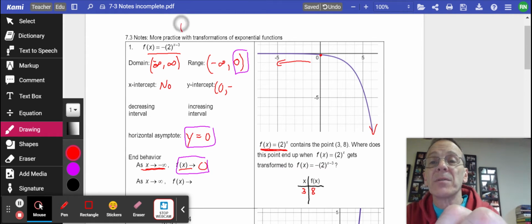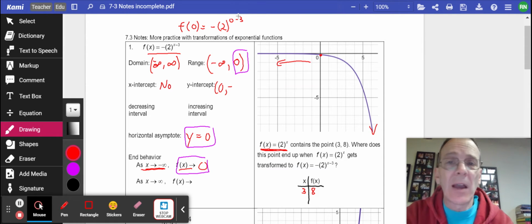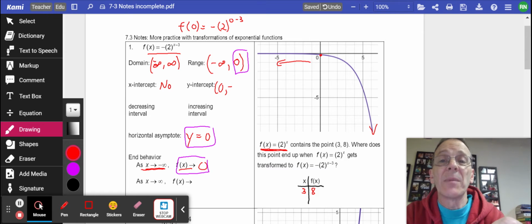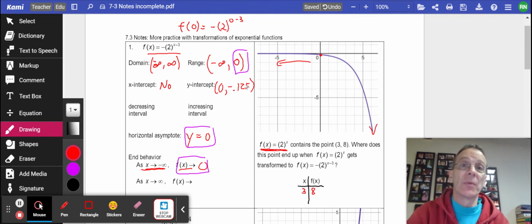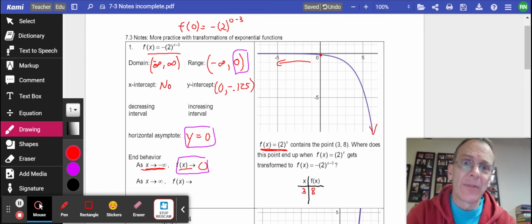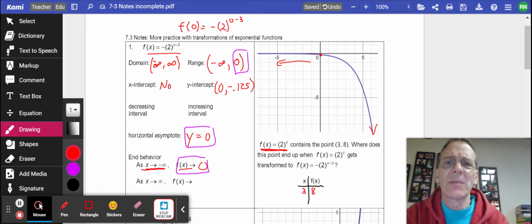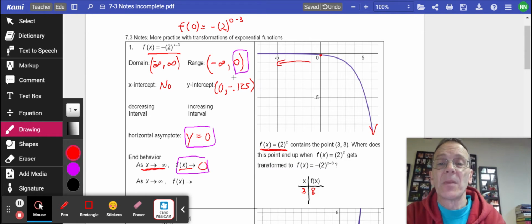So if we plug 0 in for x, we get f of 0 equals negative 2 to the 0 minus 3. You can put that in your calculator, calculate the result. It's going to come out to be negative 0.125 or negative 1/8. And if you're skilled with your graphing calculator tool, you can get the graphing calculator to give you that precise intercept also, but we don't need the graphing calculator. We don't need a picture of the graph at all to be able to calculate this.